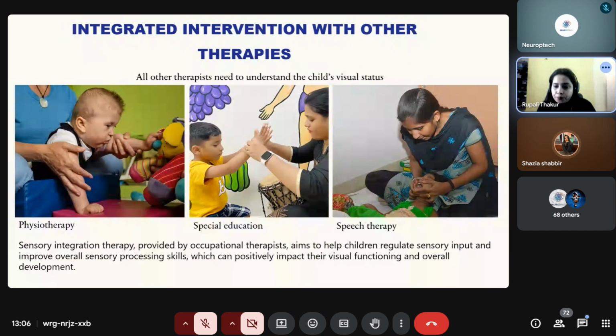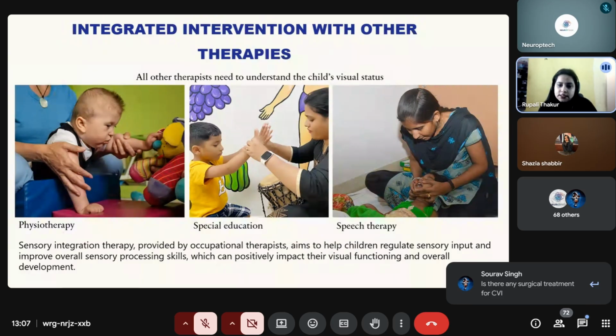Any more questions, Adya? Yes, ma'am. We have another question by Arshad. Which assessment tool is most reliable for functional vision in infants? Functional vision assessment, as we are saying, because vision, contrast and everything comes under that.